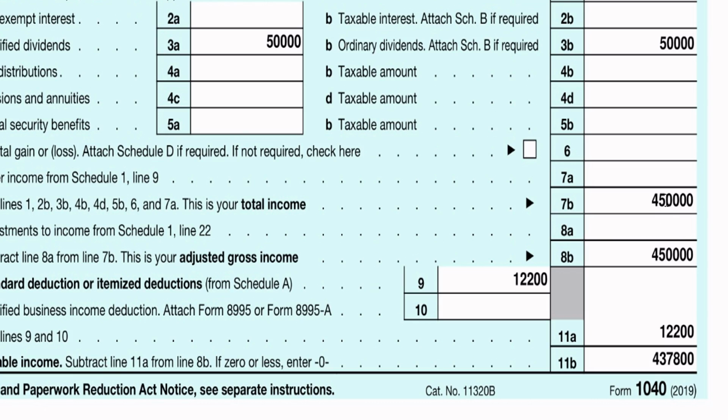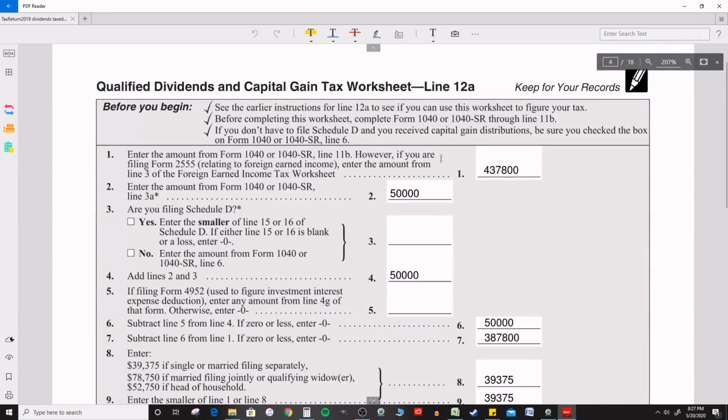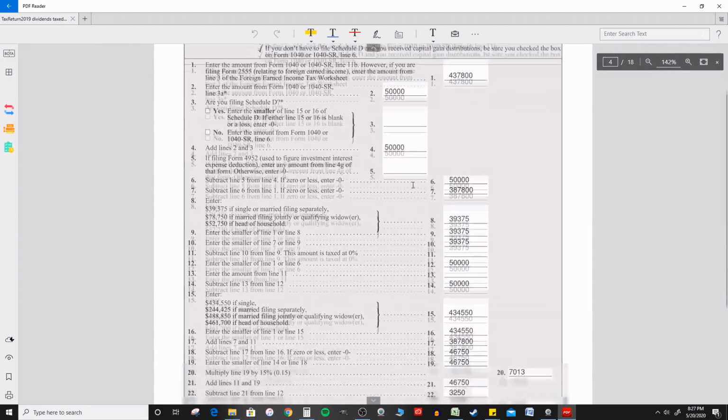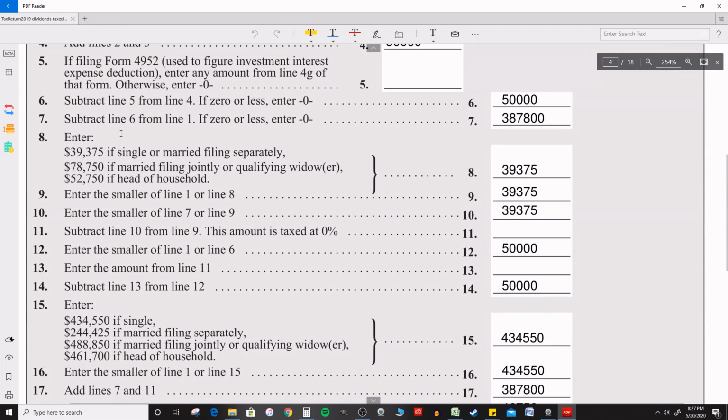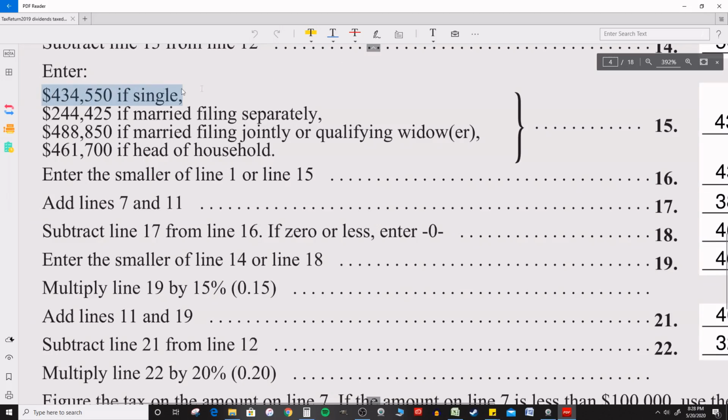We're going to back out the what? The standard deduction, and that's going to leave you with a taxable income of $437,800. Woo! Oh, that's beautiful. So how does this work tax-wise? Well, it gets a bit more complicated. Let me go to the qualified dividends and capital gain worksheet. Initially, in the first two examples, we only had to worry about these limits right here, right? The $39,375. Now, our income is so high, we don't even get to have any of our dividends taxed at that rate.